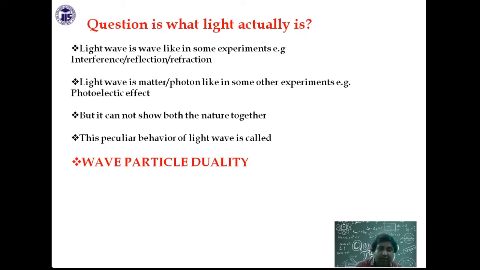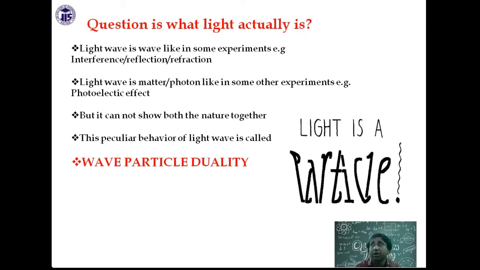But you see, for some experiments I have to use the photon theory, for some experiments I have to use the wave theory. The question is, what is light actually? Light is actually both. Sometimes it is wave-like, sometimes it is matter-like, but it cannot show both natures together. And this is popularly called wave-particle duality. You see the animation going on there, wave-particle, wave-particle. So it is sometimes wave, sometimes matter-like. It's a beautiful experimental concept. This entire idea of wave-particle duality is very significant in the development of physics. So this is something you should remember.